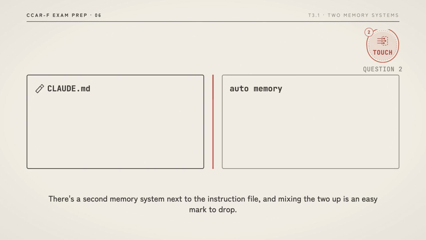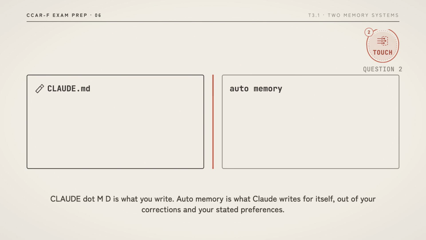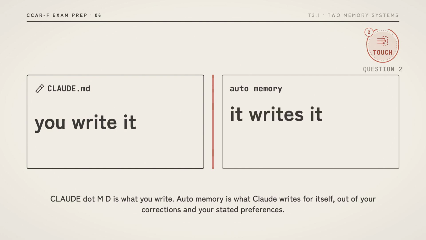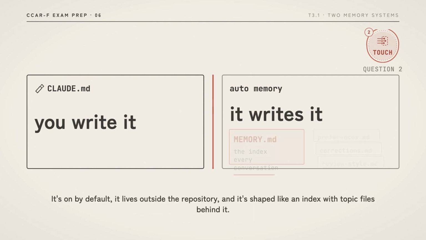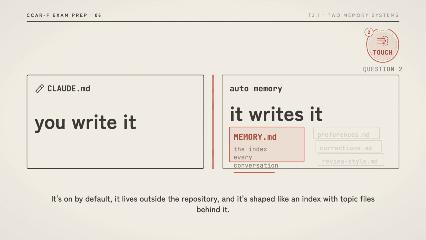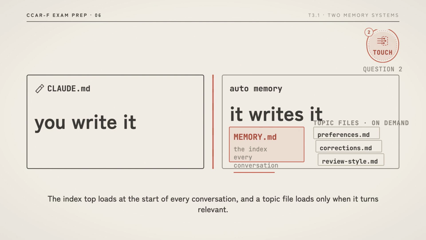There's a second memory system next to the instruction file, and mixing the two up is an easy mark to drop. CLAUDE.md is what you write. Auto memory is what Claude writes for itself, out of your corrections and your stated preferences. It's on by default. It lives outside the repository, and it's shaped like an index with topic files behind it. The index top loads at the start of every conversation, and the topic file loads only when it turns relevant.